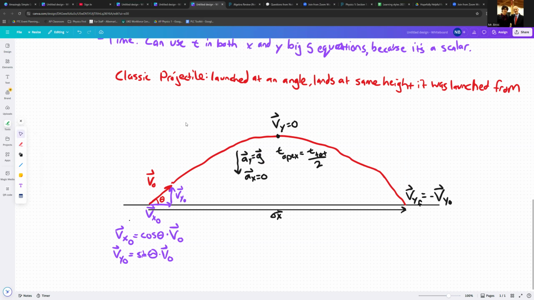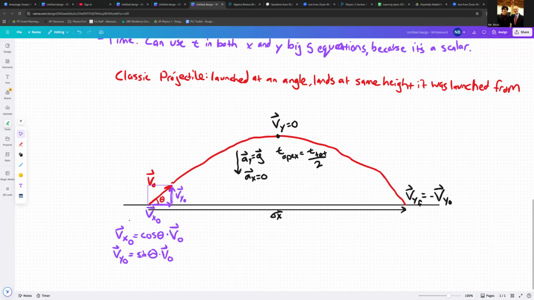Goodbye. All right. So we've looked at initial velocity, being able to split it into components when we launch at an angle for this classic projectile launching and landing on the ground. We've looked at acceleration, which is gravity downwards in the y direction. No x acceleration at all. We've looked at the velocity reaching 0 at the apex. The final velocity will be exactly the same number as the initial in the y direction.